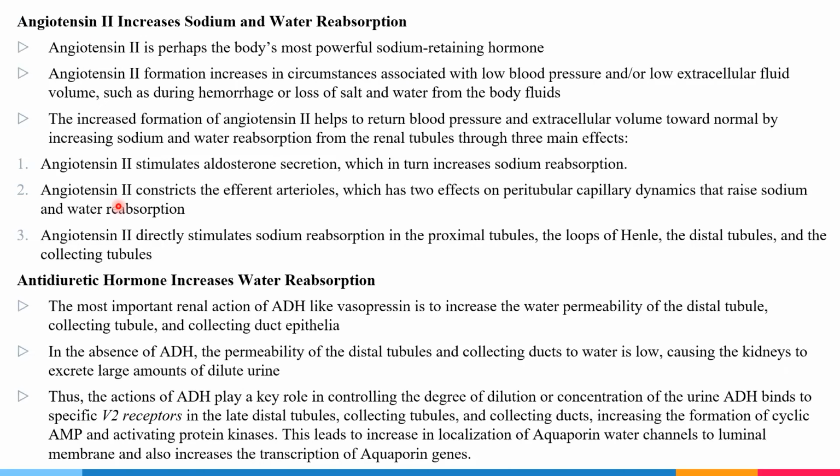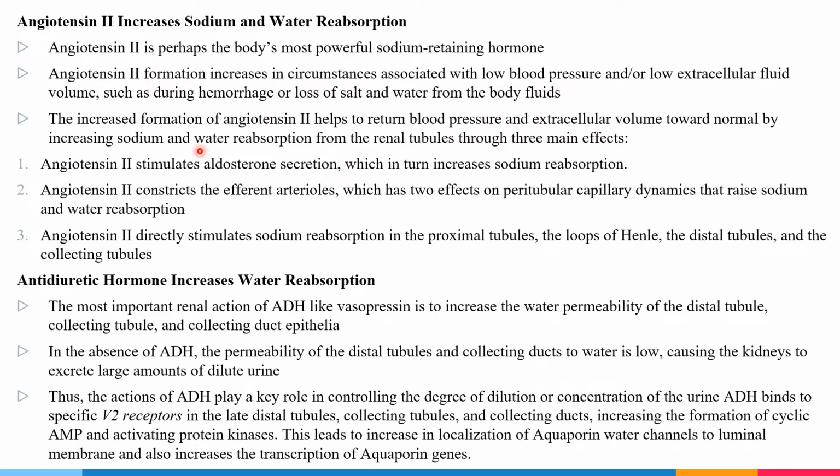Next, we move on to angiotensin 2 and how it increases sodium and water reabsorption. Angiotensin 2 is perhaps the body's most powerful sodium retaining hormone. Angiotensin 2 formation increases in circumstances associated with low blood pressure and/or low extracellular fluid volume, such as during a hemorrhage or loss of salt and water from the body fluids.